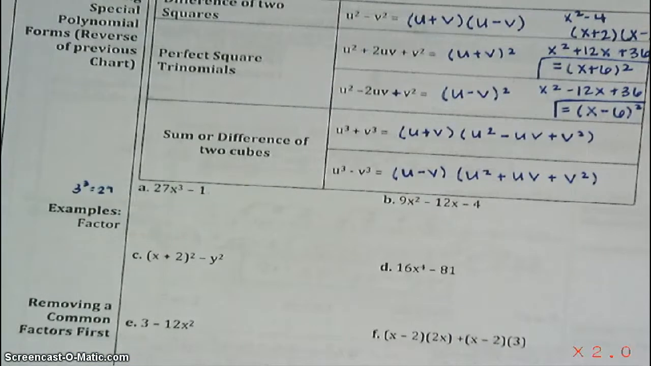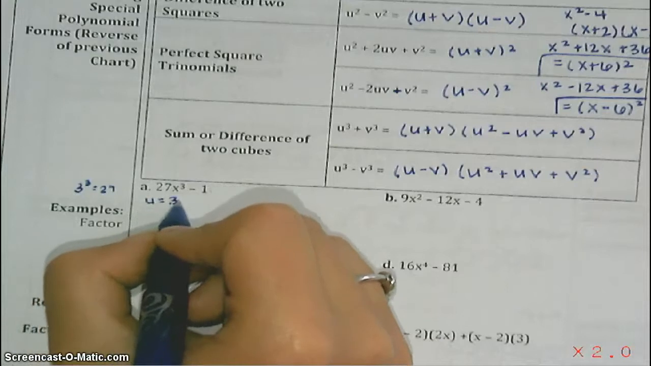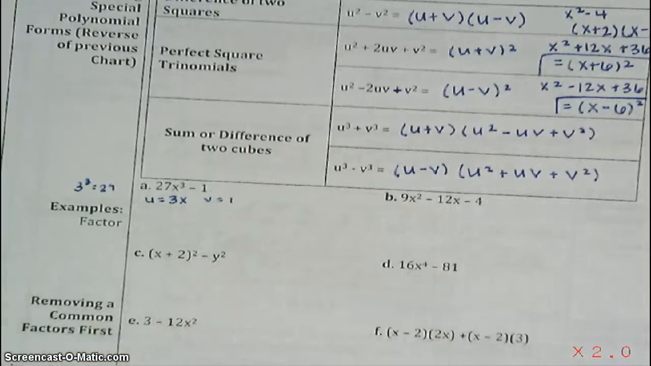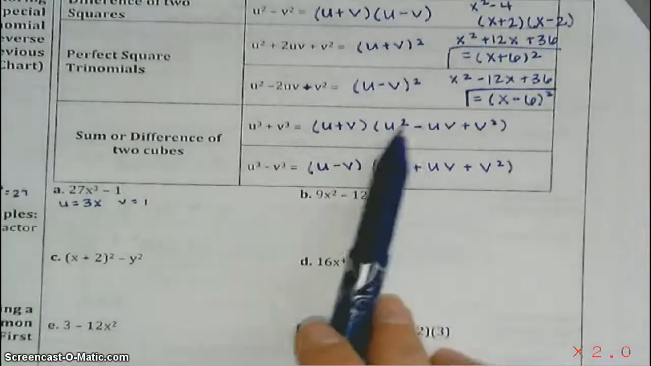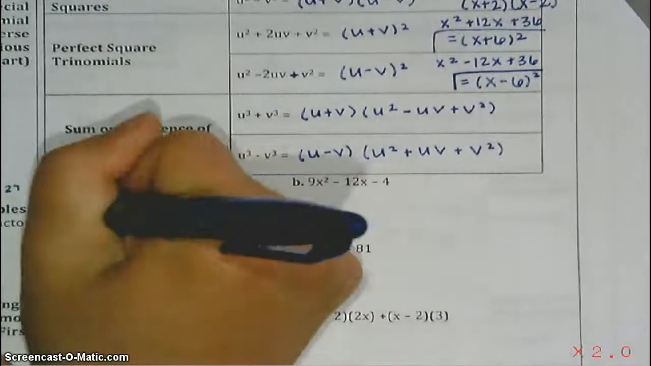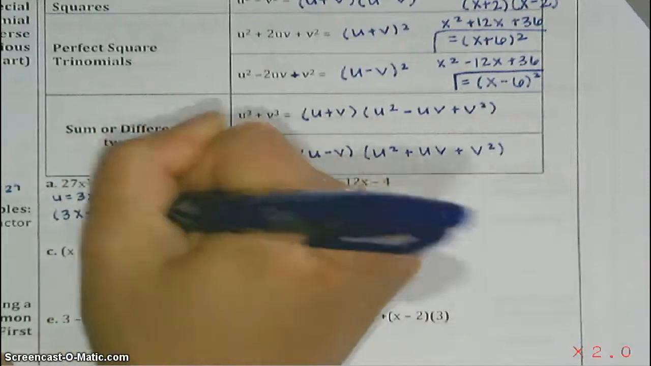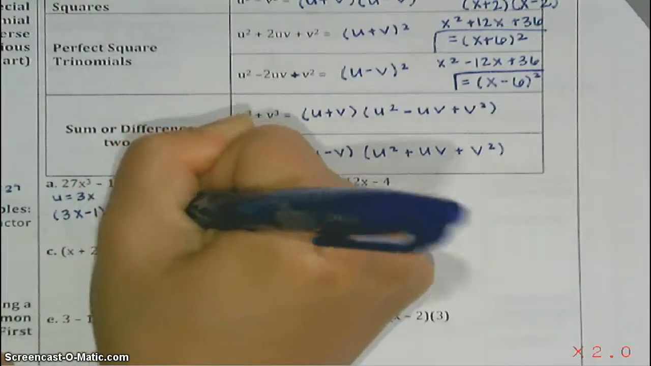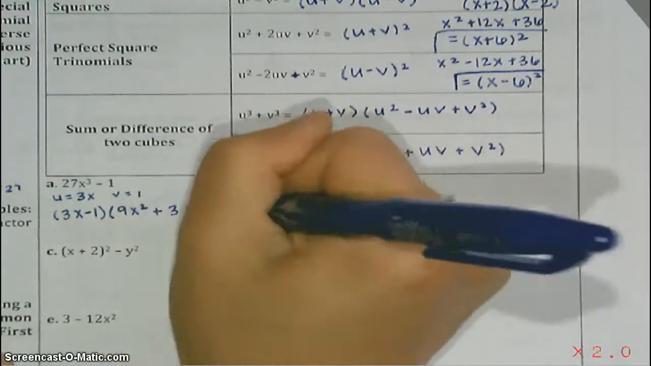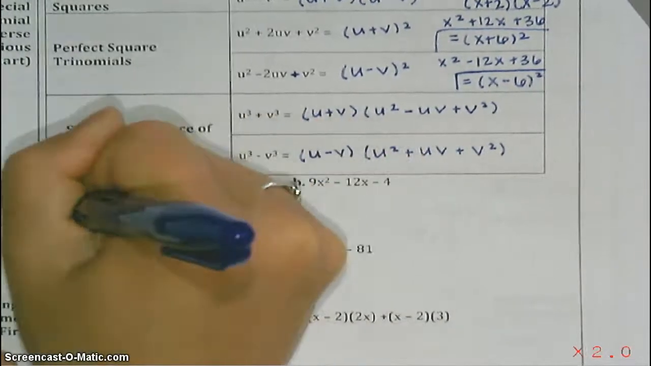All right. So sometimes I like to just say, okay, then that means that this first term, the u term, would be 3x. And then the cube root of the second term, we'll call that the v term, is going to be 1. And then you can just kind of place it into the second part of this property. And I guess it's this one because we're using subtraction. So this is going to be 3x minus 1. 3 squared is 9, so this is going to be 9x squared plus 3x plus 1. And here you have it. It's all factored out.